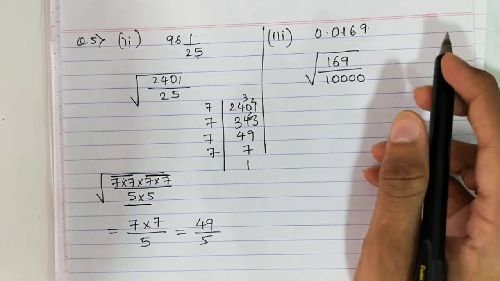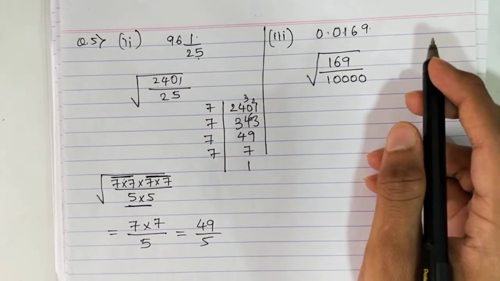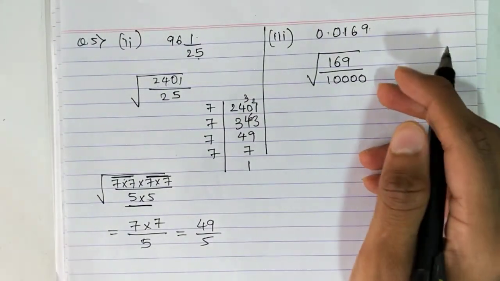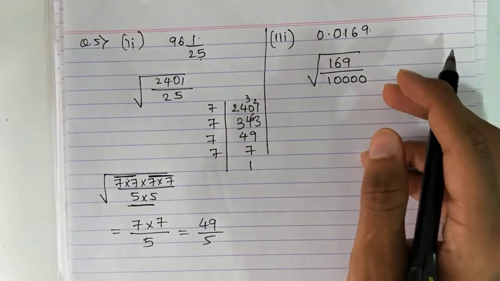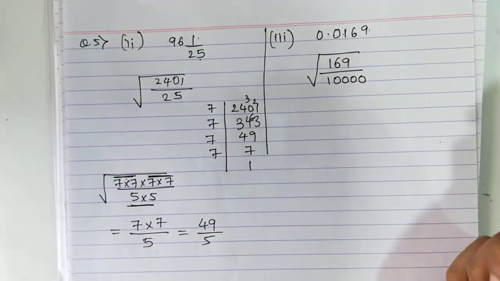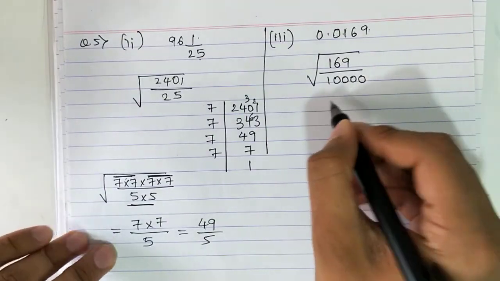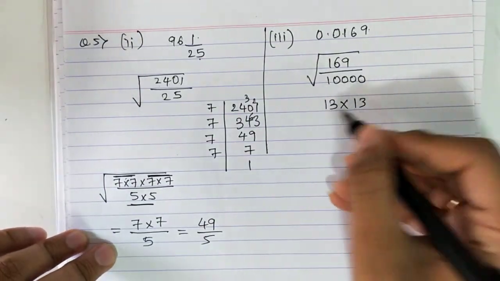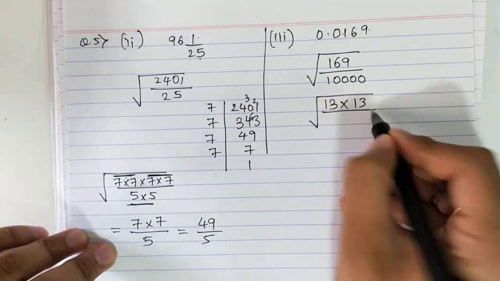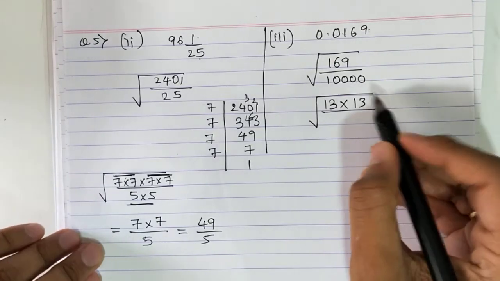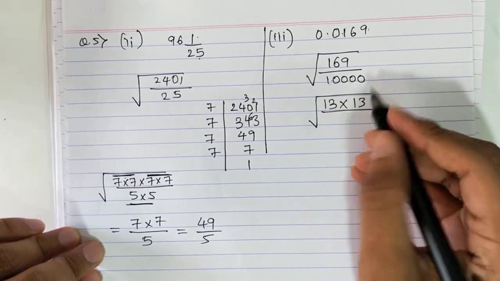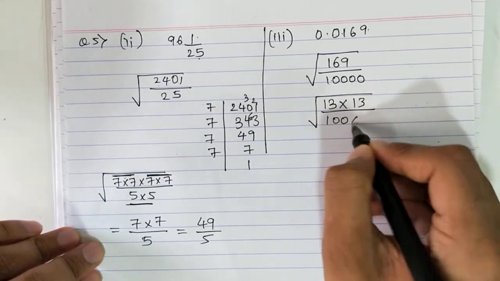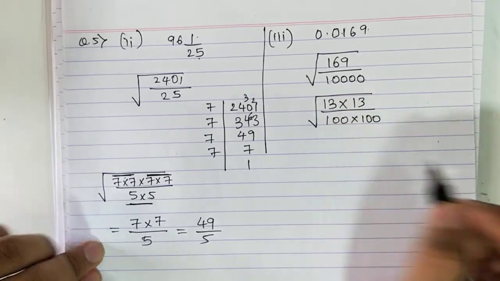So 169, if you remember, I had given you homework also to learn the square roots of a few numbers. So if you have learned them, you might remember the square root of 169. 169 is a square of 13. 169 is 13 into 13. Okay? And 1, 2, 3, 4, 4 zeros means this is 100 into 100.